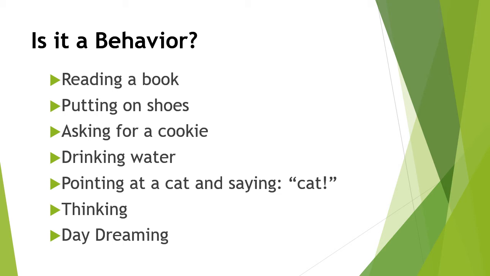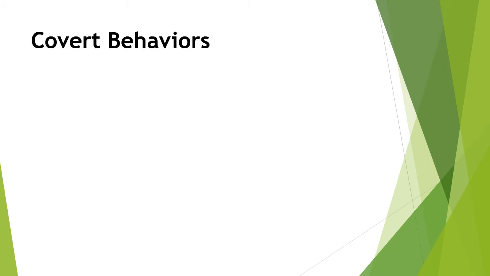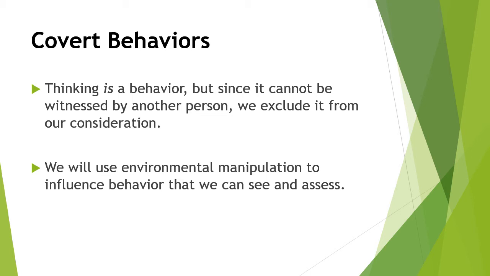Covert again is something you can't see. The first ones, reading a book, putting on shoes, asking for a cookie, drinking water, and pointing at a cat and saying cat are all overt behaviors. Remember, overt behaviors are behaviors that we can see. They are observable. Covert behaviors: thinking is a behavior, but since it cannot be witnessed by another person, we exclude it from consideration for behavior intervention plans or what we're going to be doing in skill acquisition. Doesn't mean that it's not important. It's just that we cannot really work on it in a way that could be beneficial for that patient. Instead, we're going to use environmental manipulation to influence behavior that we can both see and assess.